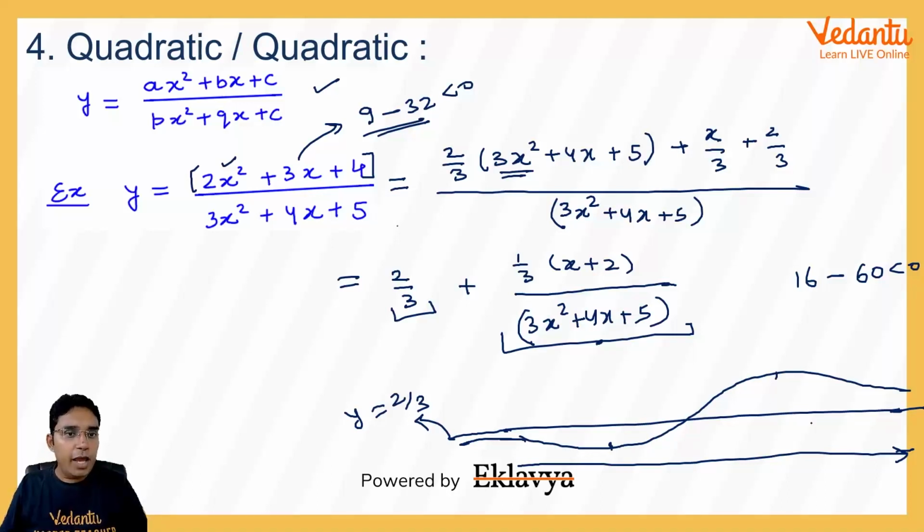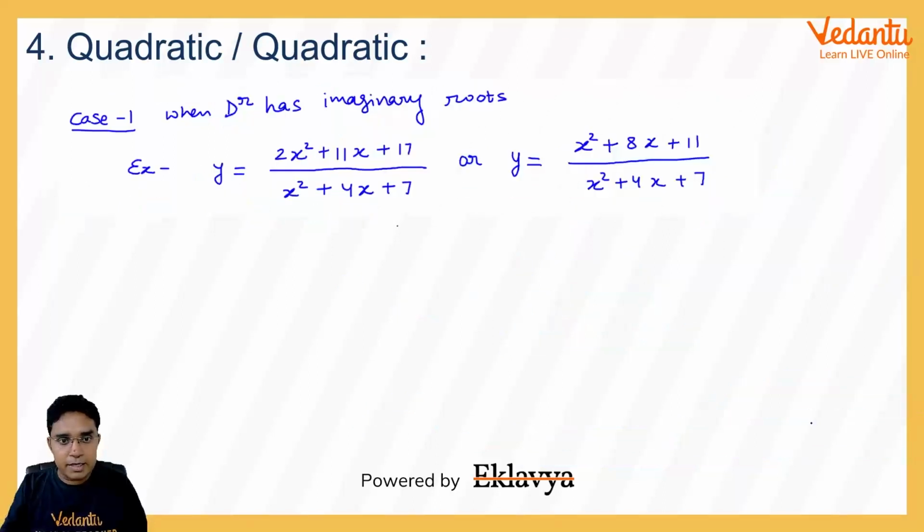Every quadratic upon quadratic can be done by the method of linear upon quadratic, but still I will give you a few other cases as well. Like case 1, when the denominator is having imaginary roots but the numerator is either having or not having real roots, both I have taken. So here what you can see, 11 square is 121 minus 2 into 4 into 2 is 8, and 17 into 8 is I think 136.